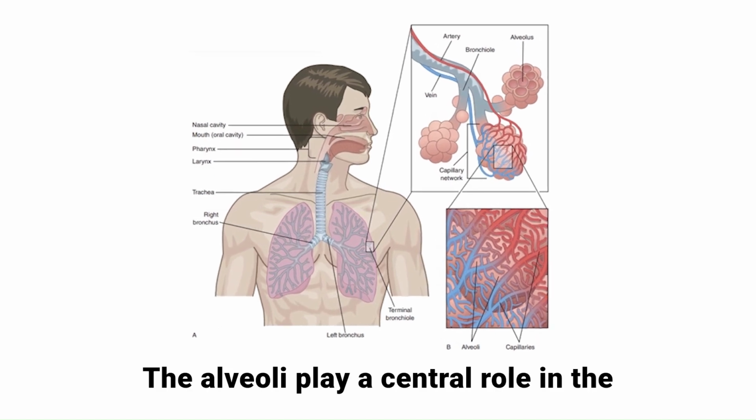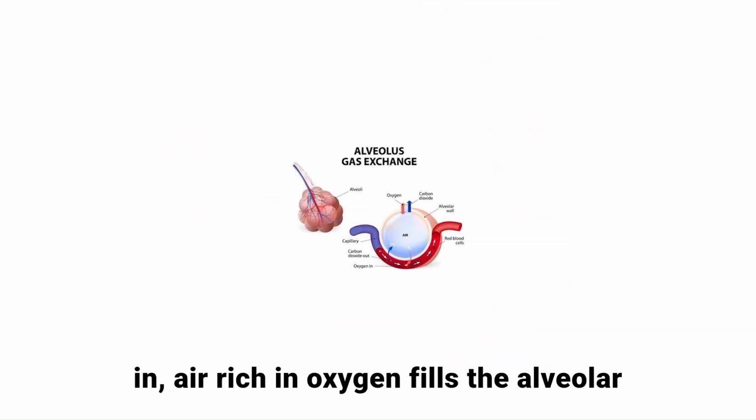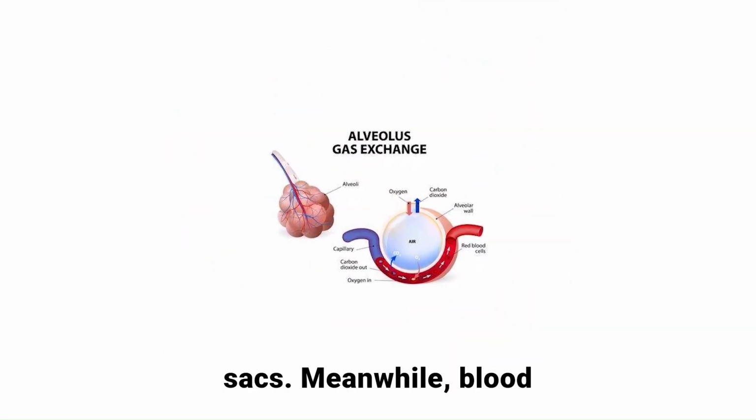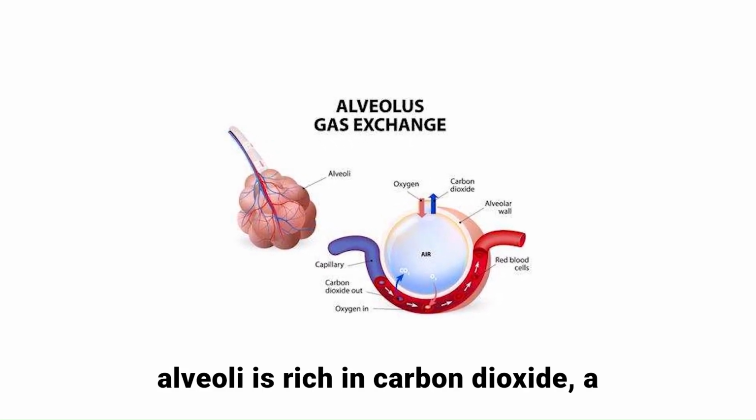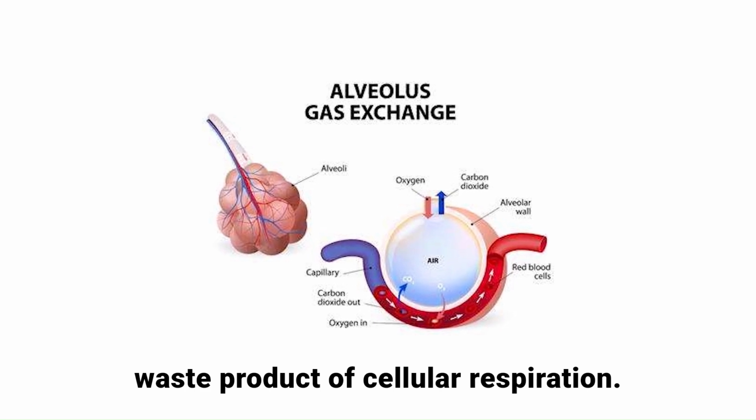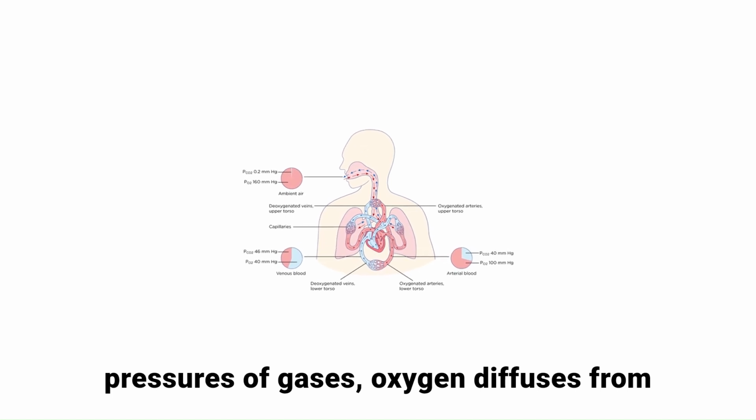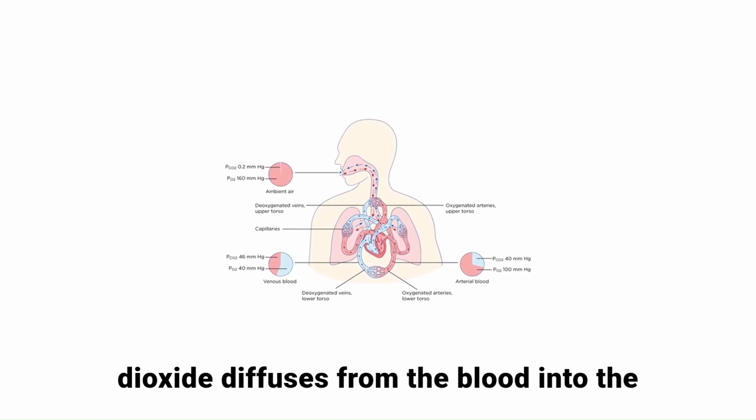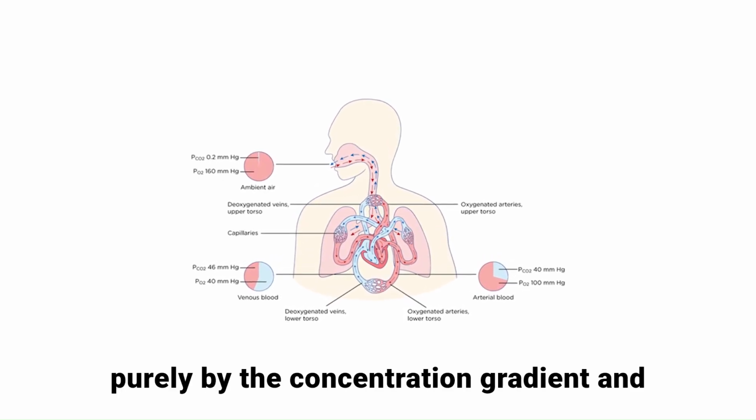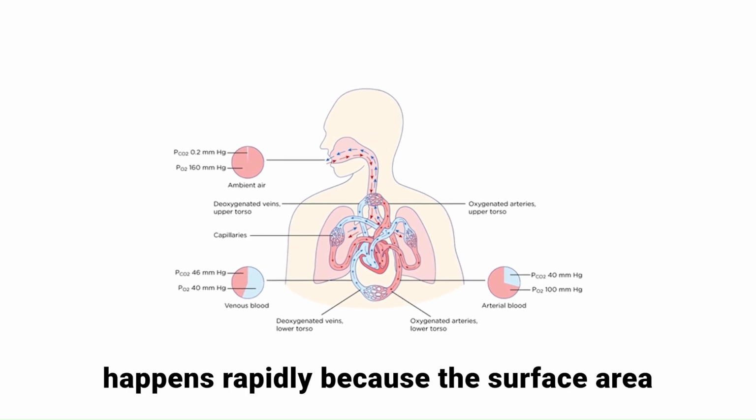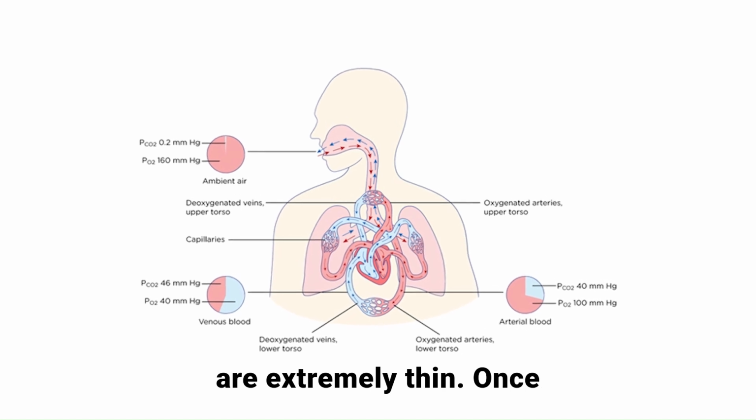The alveoli play a central role in the exchange of gases. When we breathe in, air rich in oxygen fills the alveolar sacs. Meanwhile, blood flowing in the capillaries around the alveoli is rich in carbon dioxide, a waste product of cellular respiration. Due to the difference in partial pressures of gases, oxygen diffuses from the alveoli into the blood, while carbon dioxide diffuses from the blood into the alveoli. This exchange is driven purely by the concentration gradient and happens rapidly because the surface area of the alveoli is large and their walls are extremely thin.